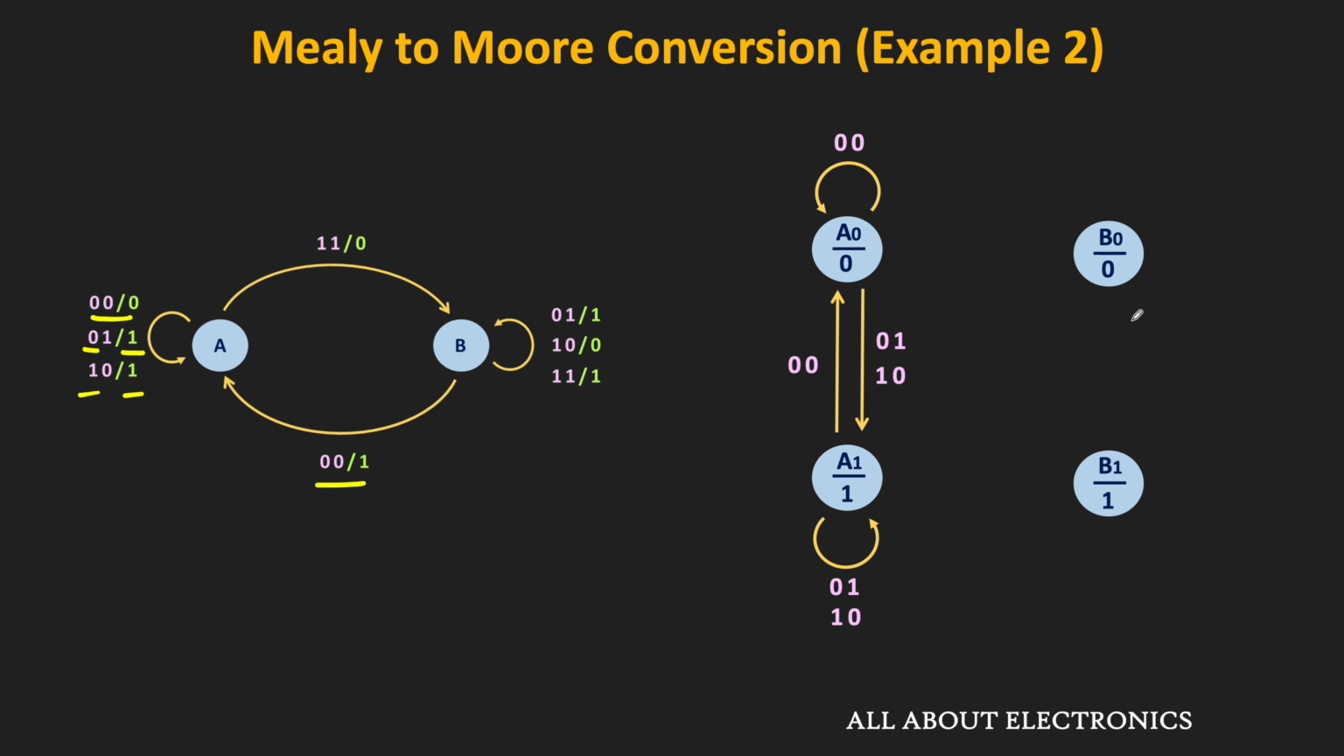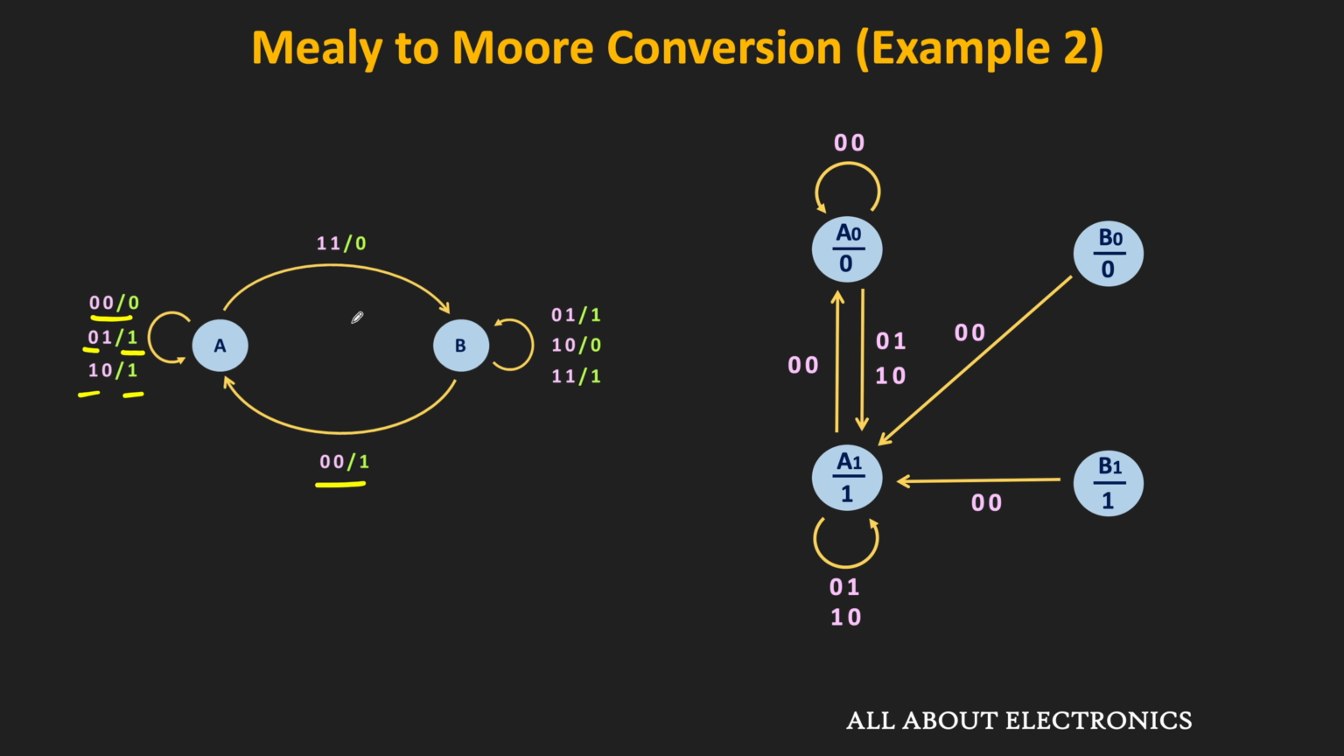And here, since both B0 and B1 are created from the B itself, these 2 states will also have the same outgoing transition. That means from both B0 and B1 state, we will have the outgoing transition into the A state. But in this case, since the output of the machine is equal to 1, from both B0 and B1 state, we will have a transition into the A1 state. That means whenever the input is 0, 0, then from both B1 and B0 state, we will have an outgoing transition into the A1 state.